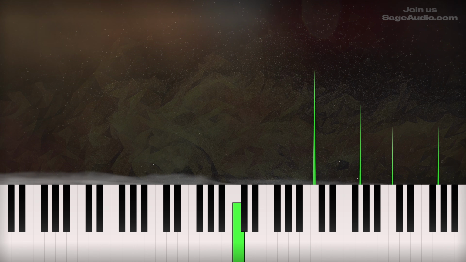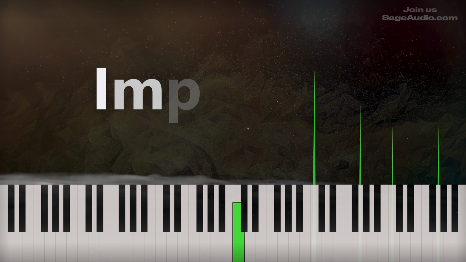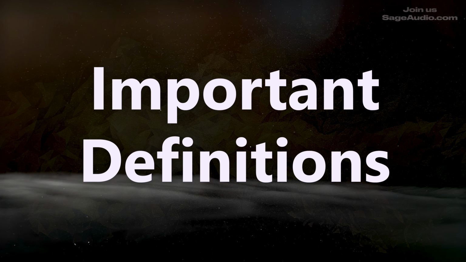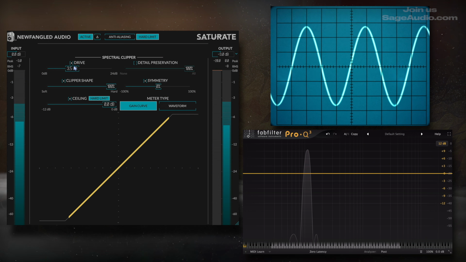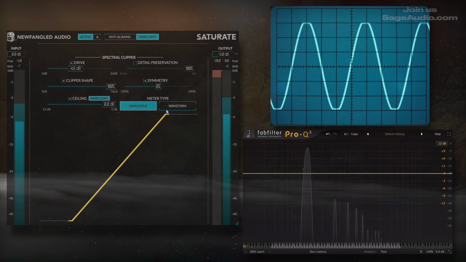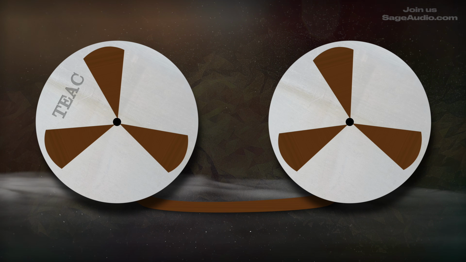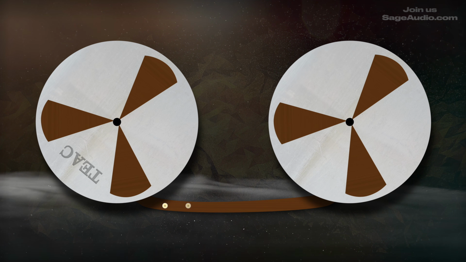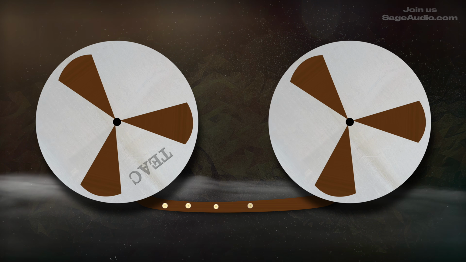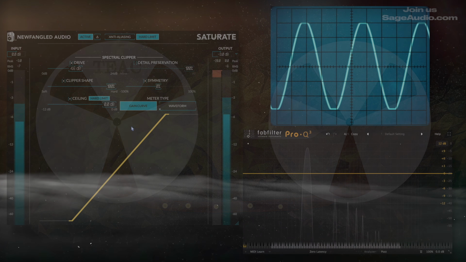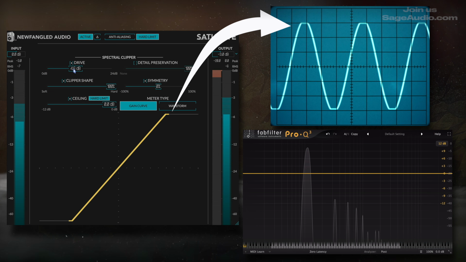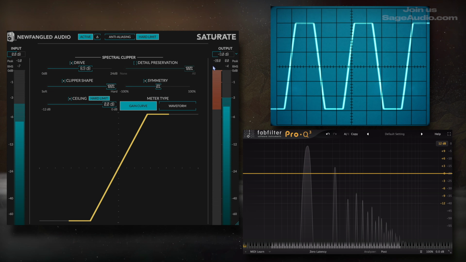Now, real quick, before we get too deep into different types of distortion, let's run through some important definitions. Saturation refers to when a component is no longer capable of handling more input. For example, when tape saturates, all of the magnetic particles have been reoriented and can no longer have their polarity changed to record additional signals. This causes wave shaping. The input and the output no longer have a one-to-one relationship, so higher amplitude signals will have to be reshaped.